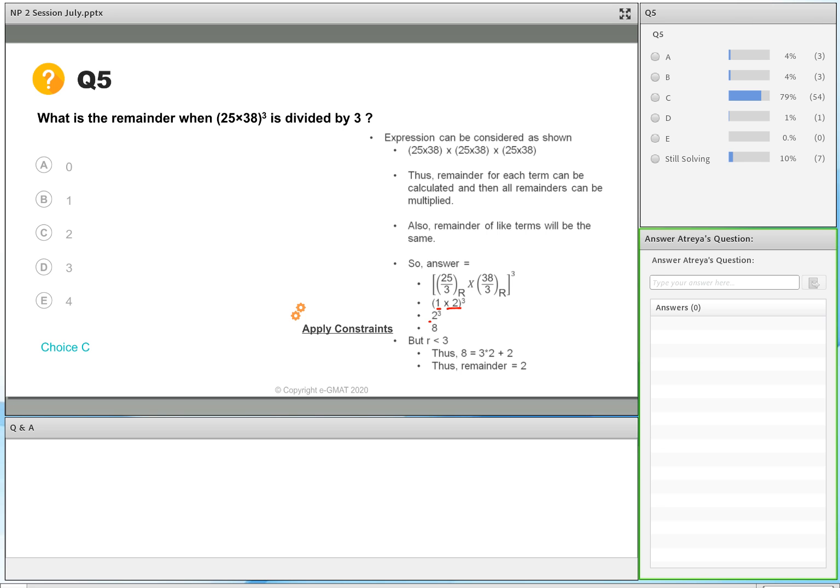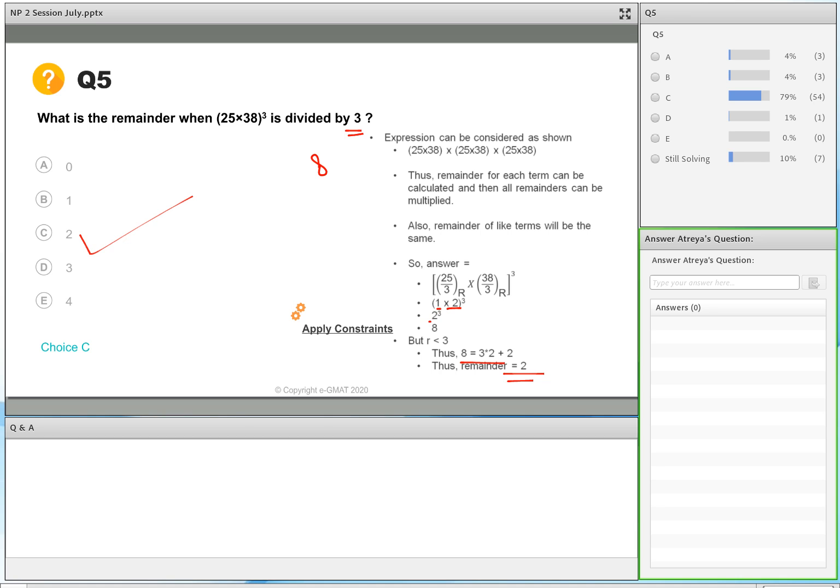Now 2 to the power 3 is equal to 8. Can I have the remainder to be equal to 8 if I'm dividing this by 3? No, I cannot. So I again have to divide 8 by 3 and see what's the final remainder. So I divide 8 by 3, I get the remainder to be equal to 2. Here I can mark the answer. The answer for this question is choice C.